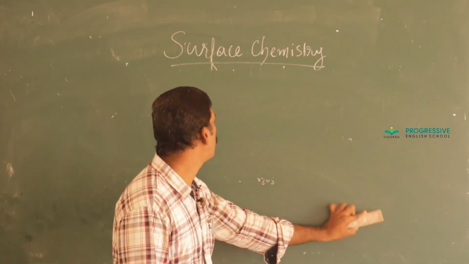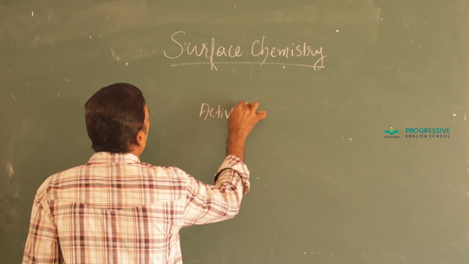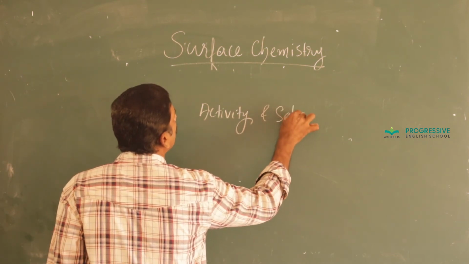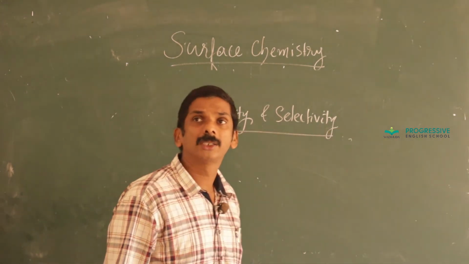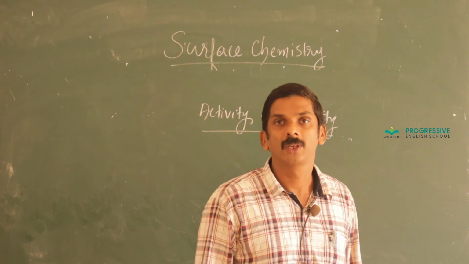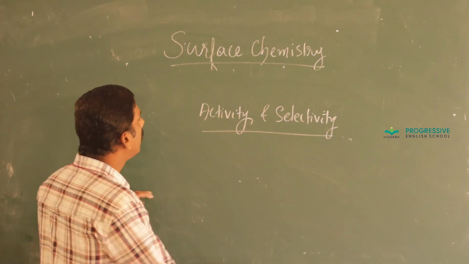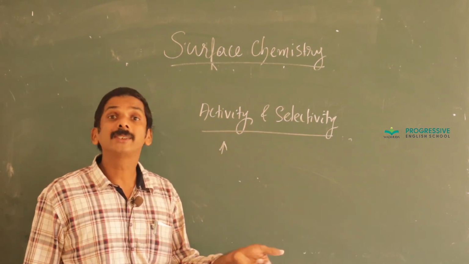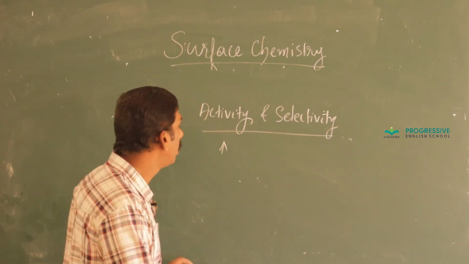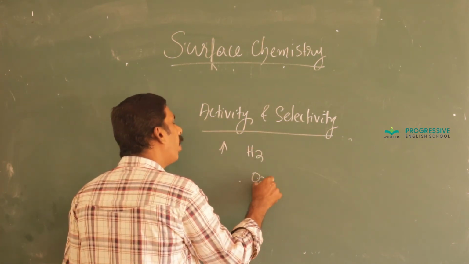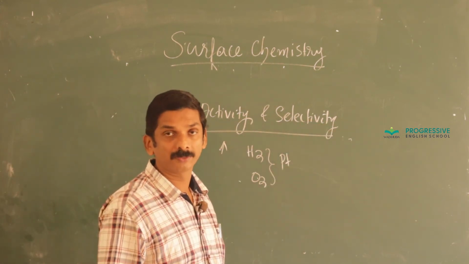Next, there are two important terms related to a catalyst. One is activity and the second one is selectivity. Activity and selectivity of catalyst. Activity is nothing but how well a positive catalyst works. It is the ability of a catalyst to enhance the rate of a reaction, to speed up the rate of a reaction. For example, hydrogen and oxygen are allowed to combine in the presence of platinum catalyst.